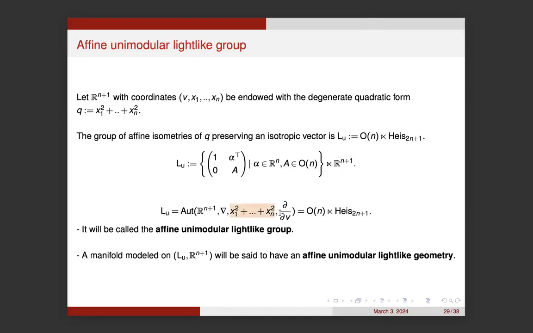This degenerate quadratic form and this vector. The automorphism group of R^(n+1) preserving all this structure is this group. And I call it the affine unimodular light-like group.